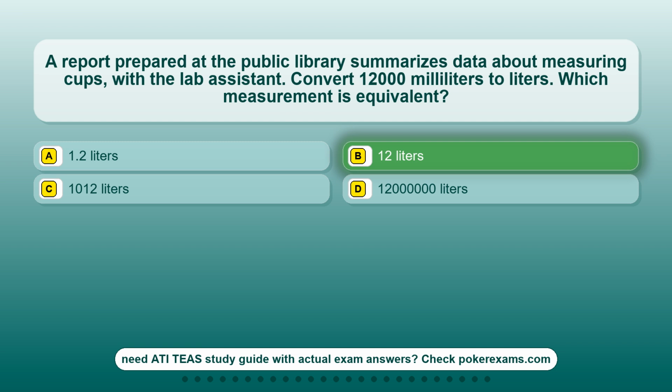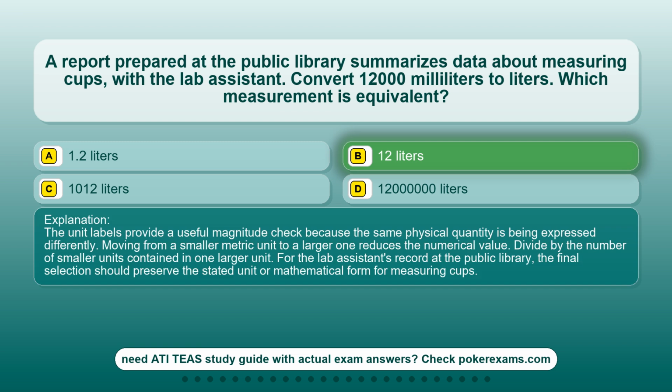The unit labels provide a useful magnitude check because the same physical quantity is being expressed differently. Moving from a smaller metric unit to a larger one reduces the numerical value. Divide by the number of smaller units contained in one larger unit. For the lab assistant's record at the public library, the final selection should preserve the stated unit or mathematical form for measuring cups. Question 8.